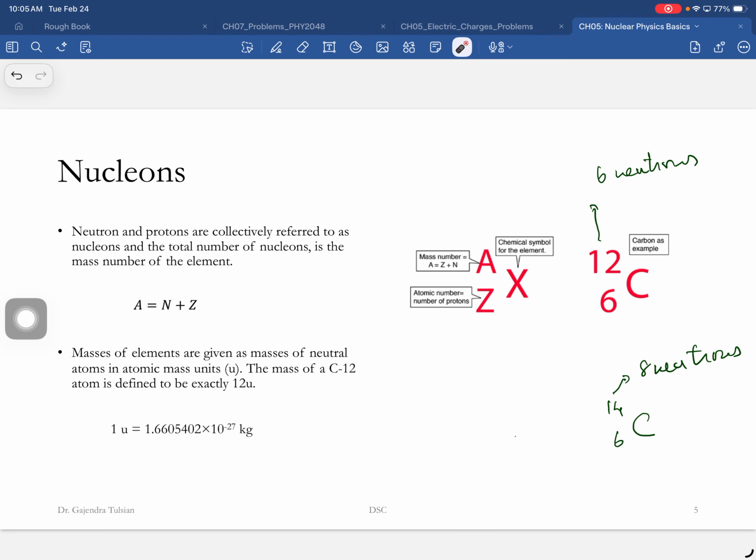For instance, lithium, on the top left, is 6.941. That's the average mass of all the isotopes of lithium, and we'll come to that. The mass of carbon-12 is exactly 12 atomic units. That's defined to be. Carbon-12 is defined to be 12 atomic units.